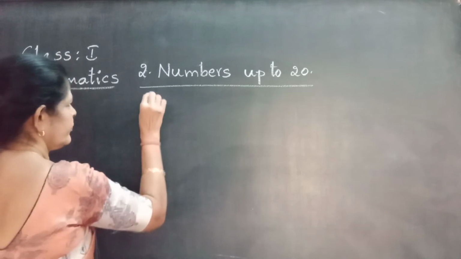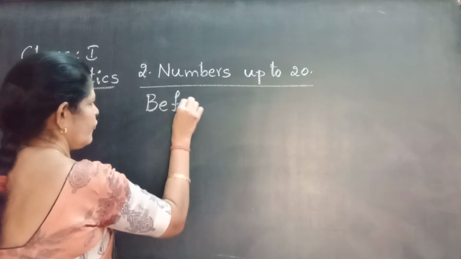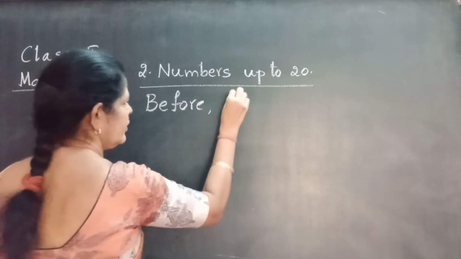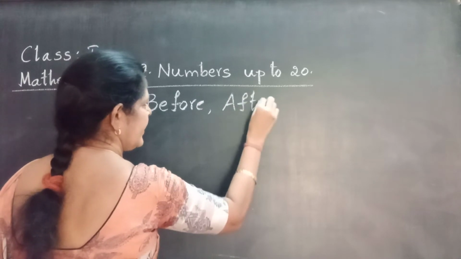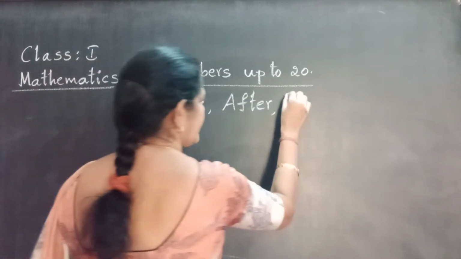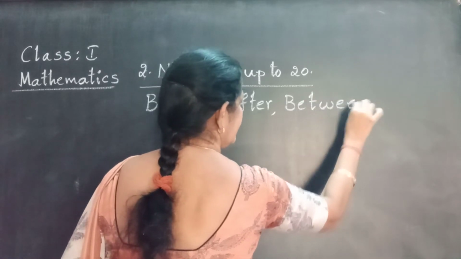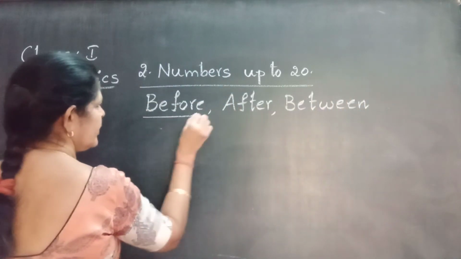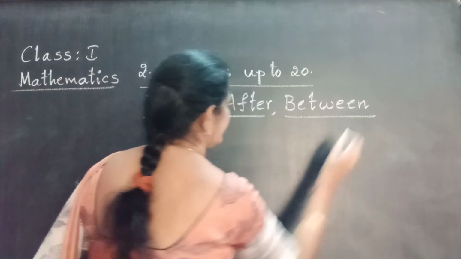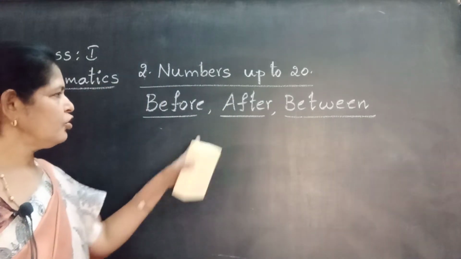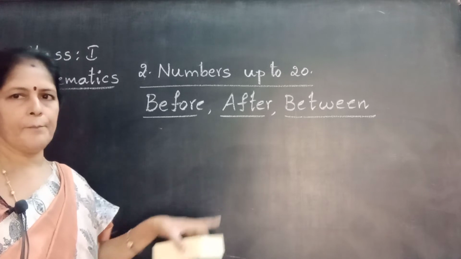Before, B-E-F-O-R-E, before. After, A-F-T-E-R, after. B-E-T-W-E-E-N, between. Before, after, between. We are going to use this concept in numbers.